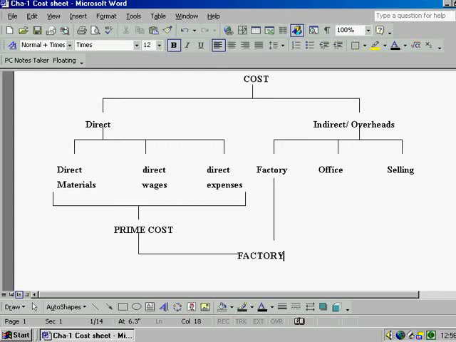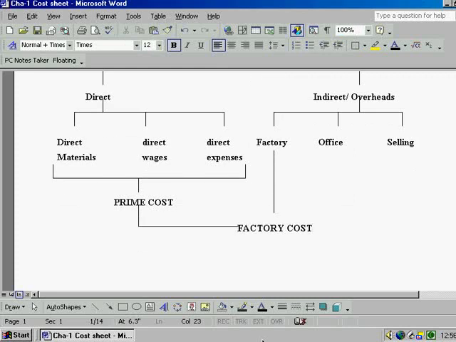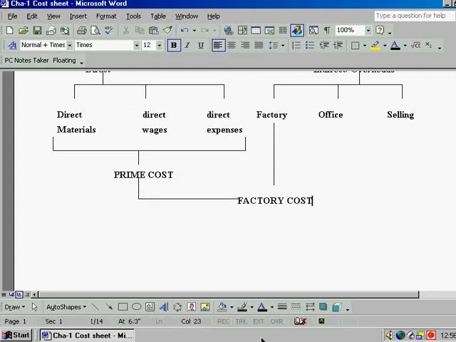This is called factory cost, and this factory cost is also known as works cost. Is it fine? Now to this factory cost, what should you add? Office and administration. Now we are adding all the costs. Ultimately, in the cost sheet we have to add all the costs, that is for sure. But in what order we should add, that is now the main criteria.